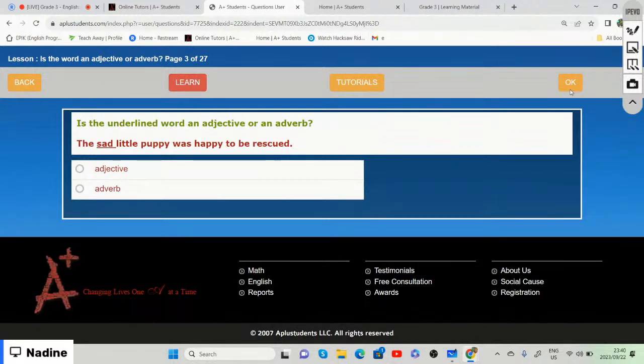The sad little puppy was happy to be rescued. Is sad an adjective or an adverb? Is it telling us about the puppy? Or what is it telling us about?